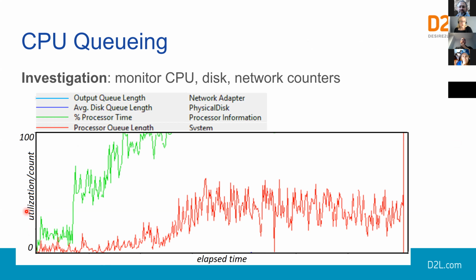We'll see an indication of percent utilization or count up the y-axis. We'll see elapsed time along the x-axis. And we've added counters for network, disk, and processor queue length, as well as percent processor time, which gives us some additional really important insight. And what we can see here is there's no queuing showing for anything other than the processor. There's no indication of these two blue lines for network and physical disk on the graph.